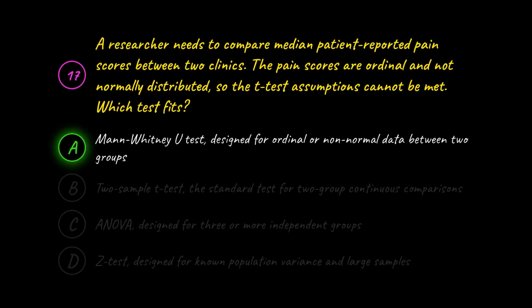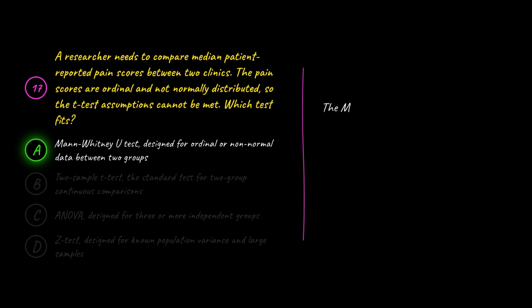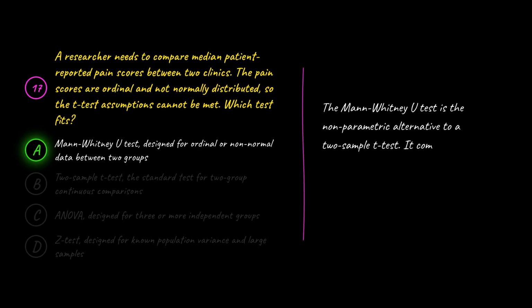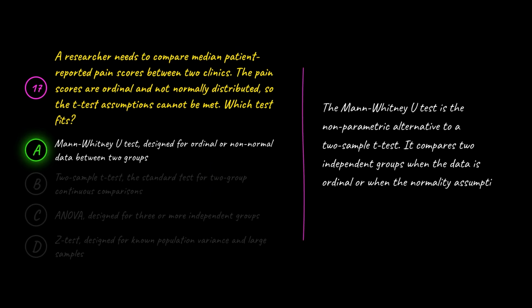The correct answer is A. Mann-Whitney U test, designed for ordinal or non-normal data between two groups. A is correct because the Mann-Whitney U test is the non-parametric alternative to a two-sample t-test. It compares two independent groups when the data is ordinal or when the normality assumption fails. Pain scores meet both conditions, so Mann-Whitney is the natural choice.